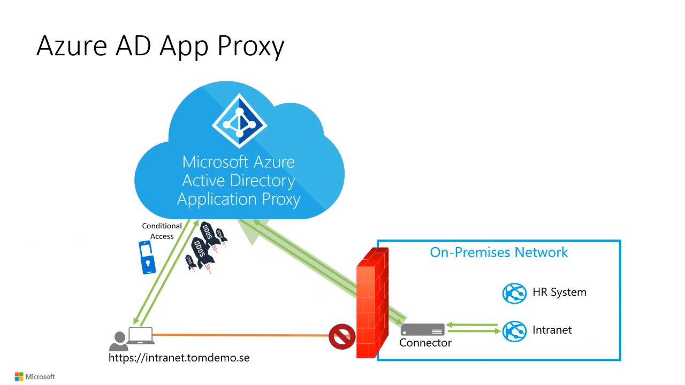If that local web page is using Kerberos, then you can actually make the connector convert the Azure AD token to a Kerberos ticket, which means that you can get single sign-on to your AD integrated application. Again, without changing the application at all. I think that's pretty amazing.